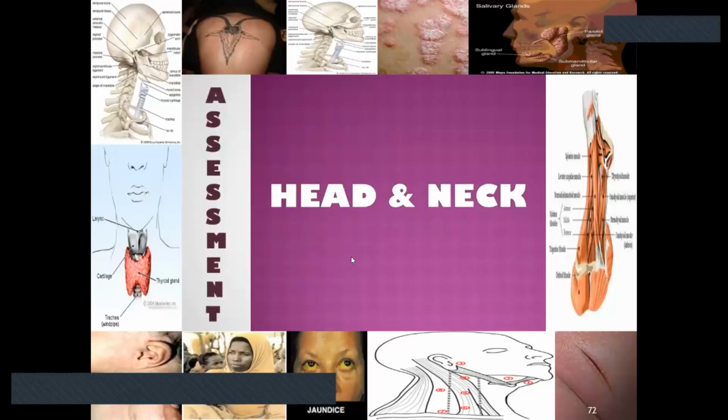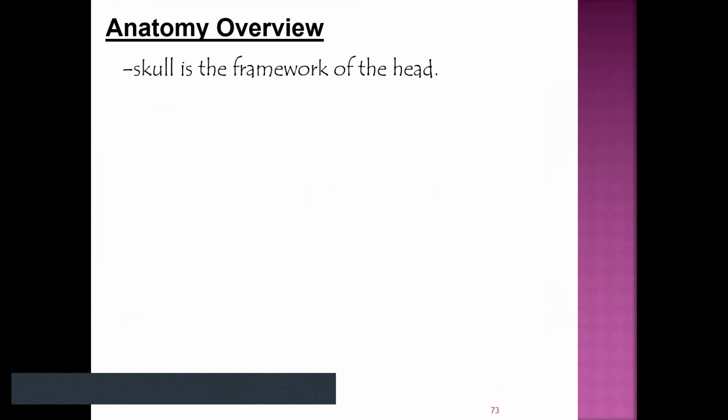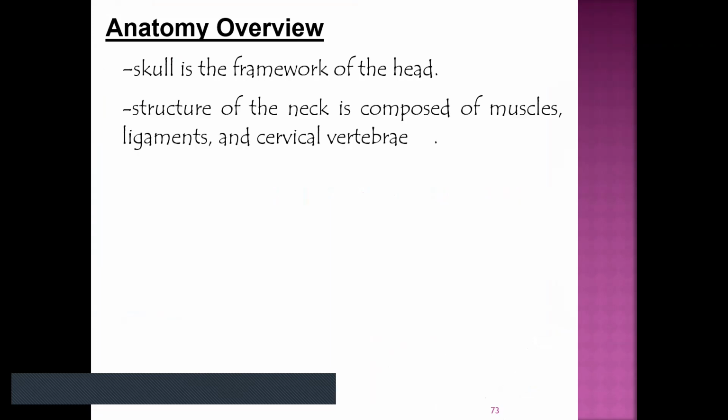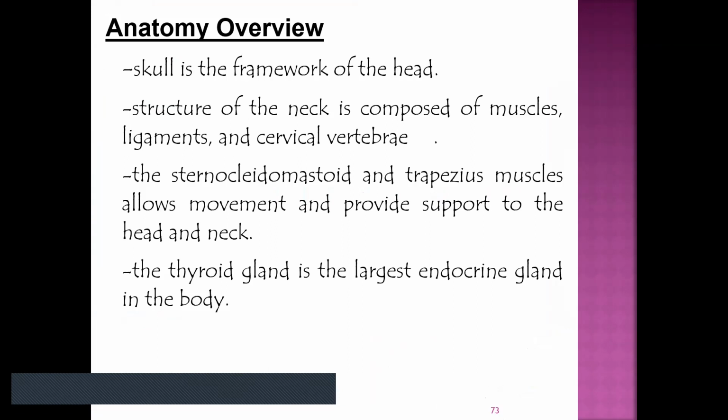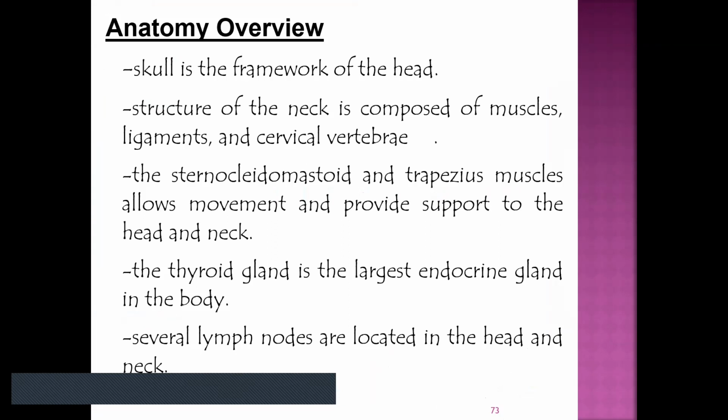So we will be discussing the assessment of the head and the neck, as an overview of the anatomy and physiology. Actually, I think you've already tackled this one. The skull is the framework of the head, and the structure of the neck is composed of muscles, ligaments, and the cervical vertebra. Now, the sternocleidomastoid and the trapezius muscles allow the movement and provide support in our head and our neck. The thyroid gland is the largest endocrine gland in the body, and several lymph nodes are located in the head and the neck.